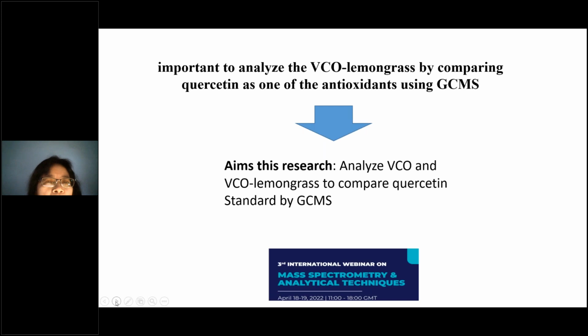Next, it is important to analyze the virgin coconut oil lemongrass by comparing it with quercetin standard as one of the antioxidants using gas chromatography mass spectrometry. The aim of this research is to analyze virgin coconut oil and virgin coconut oil lemongrass compared to quercetin standard by gas chromatography mass spectrometry.